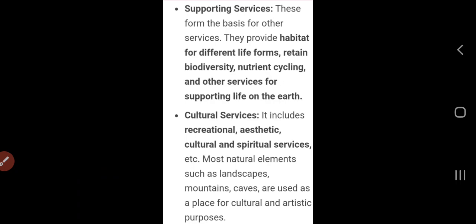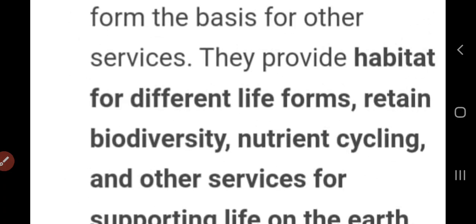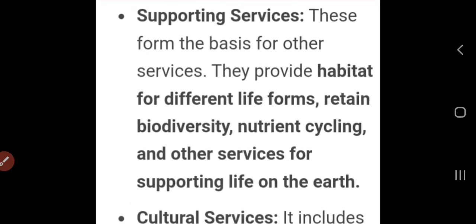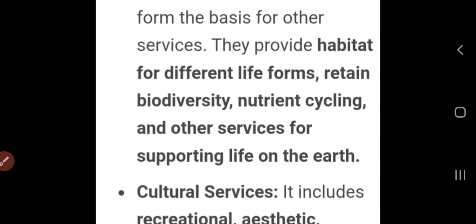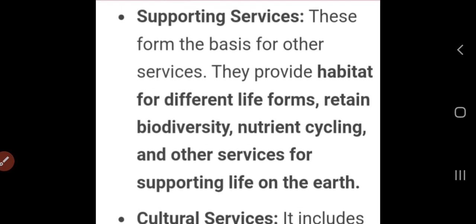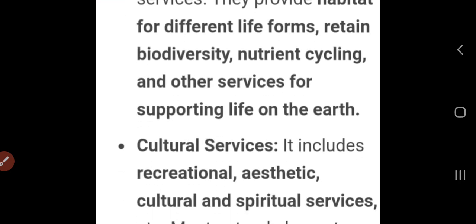Another one is supporting services. These form the basis for other services. They provide habitat for different life forms, retain biodiversity, nutrient cycling, and other services for supporting life on Earth. The services which support life on Earth will come under supporting services. For example, nutrient cycling supports life on Earth, so it will come under supporting services.